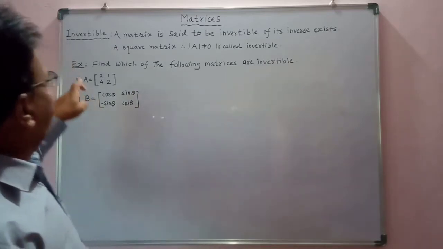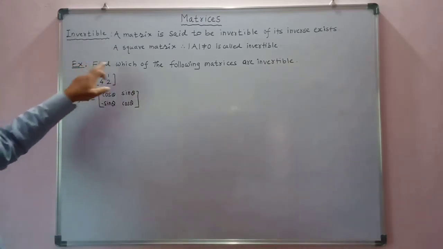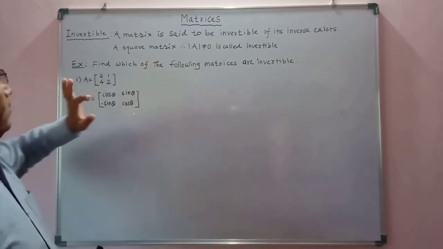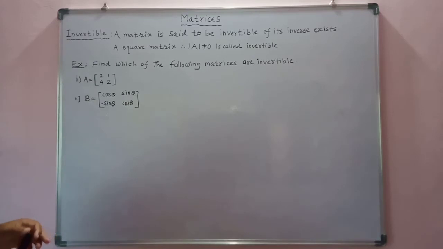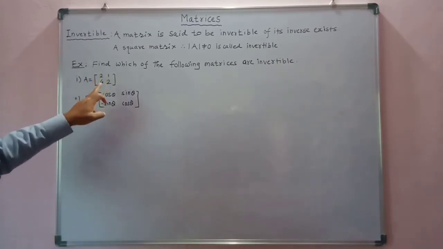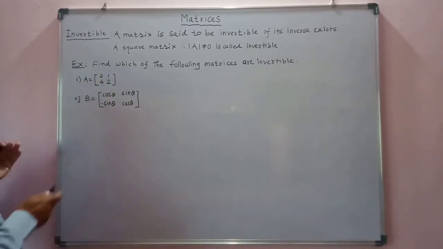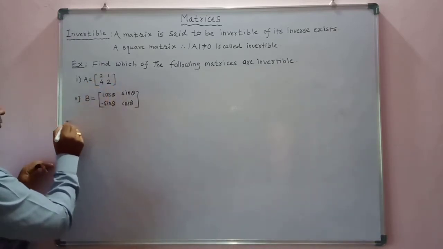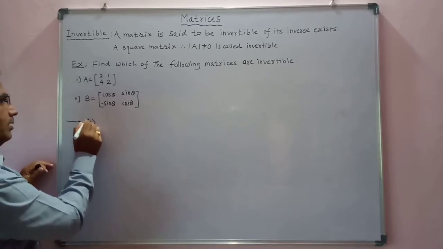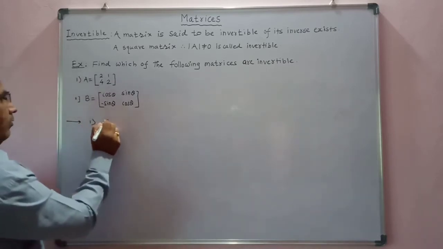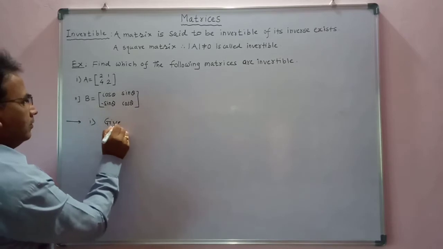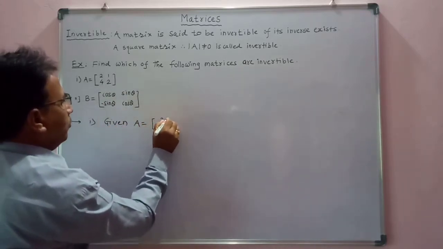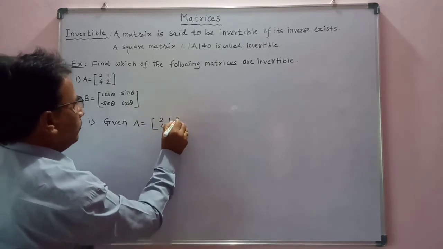For example, find which of the following matrices are invertible. Matrix A is given as 2 1 4 2. Therefore, we see the first example, where matrix A is 2 1 4 2.